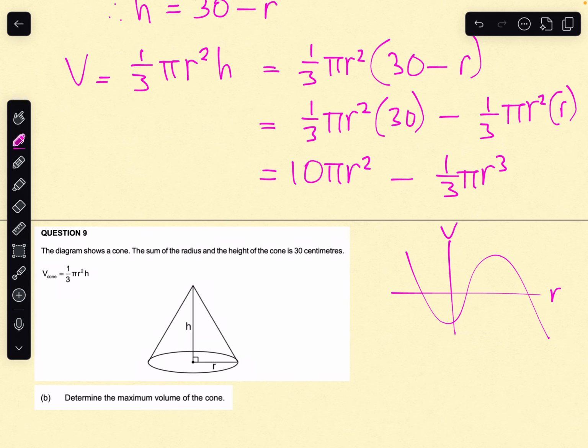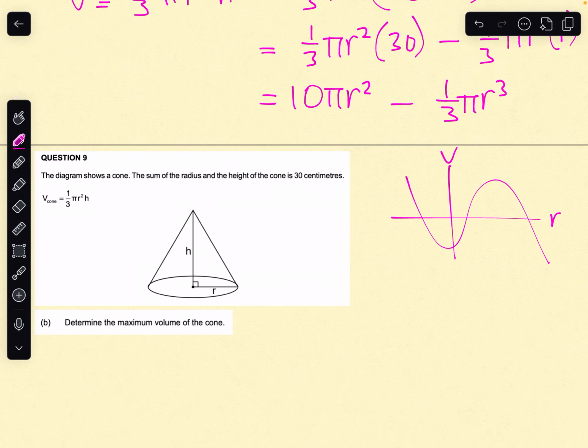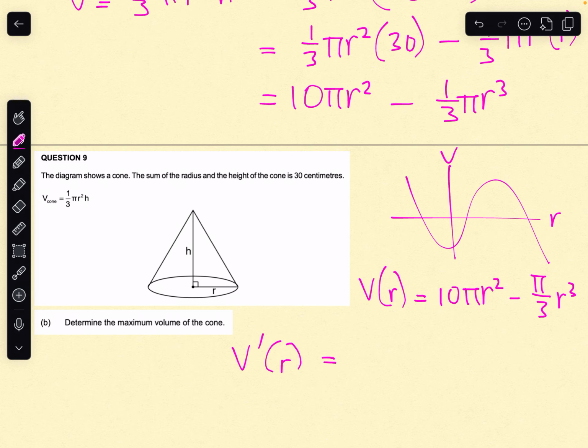So we need to find the first derivative, right? So we have that the volume in terms of r is 10 pi r squared minus, and this was a useful way for them to write it so that we can clearly see the coefficient of r cubed is pi over 3, or a third of pi. So we want the first derivative, which will be 2 times 10 pi and then r, and then over here we're going to say 3 times pi over 3, which will just be pi, and then here we'll have r squared.